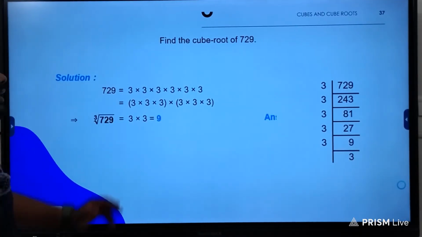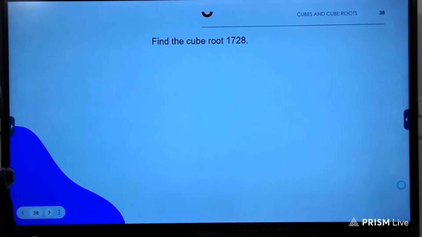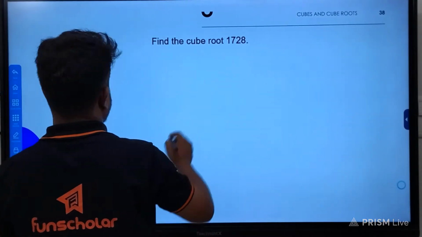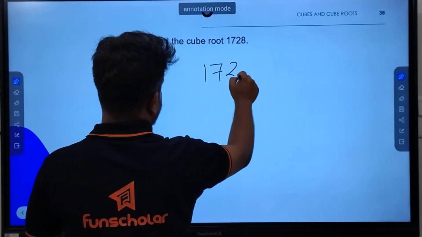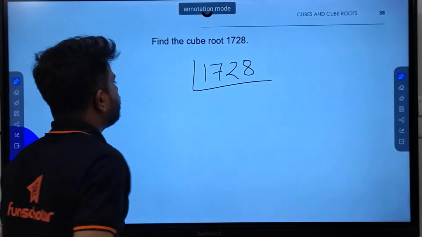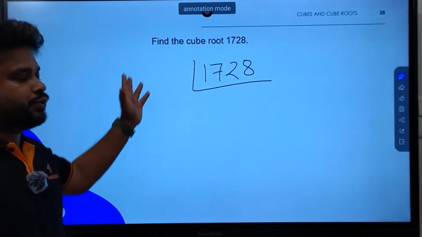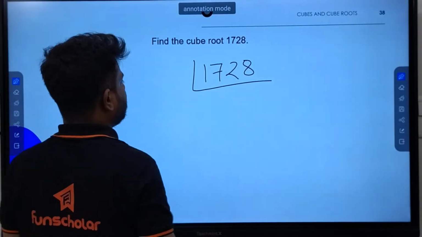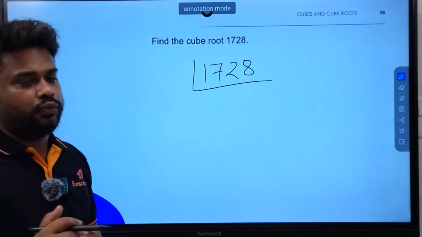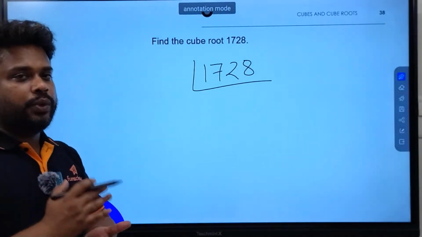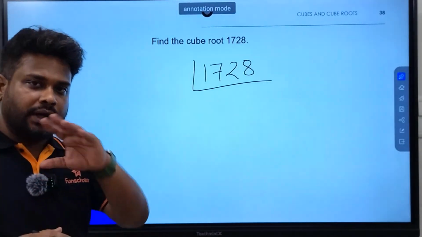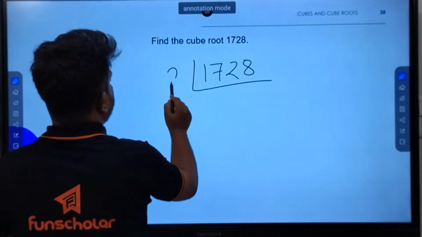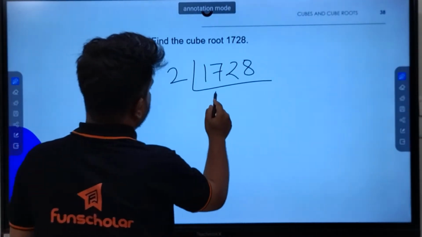Yes, they have already done the same process. Next, find the cube root of 1728. Try to do this one with me. Okay, so this has 8 in the last position, so this is an even number, and all even numbers can be divisible by 2, and we will start with 2. You don't have to try it with bigger numbers to save time, just do it the way you like.